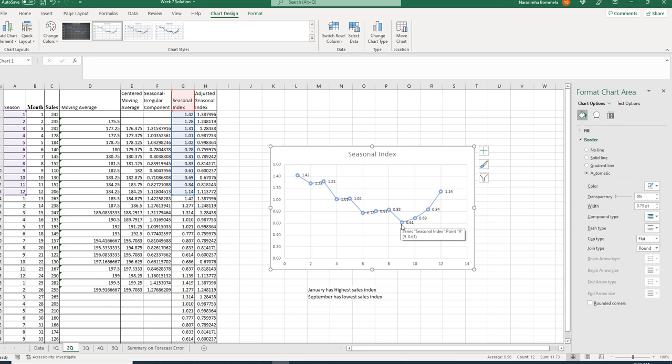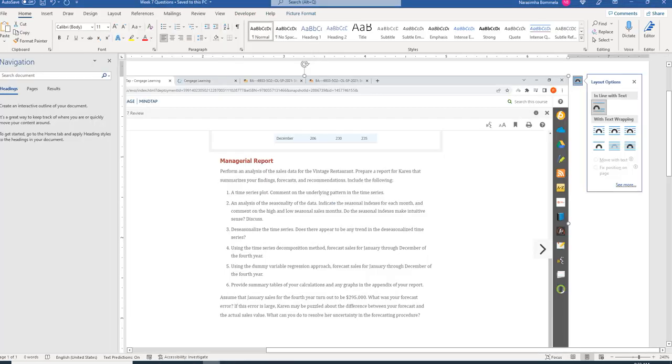You can make your own comment, and the question clearly asks which month has the highest seasonal index. Indicate the seasonal high and low sales months. That should be explained. After that, there is deseasonalize the time series and explain the trend. That is the third question.